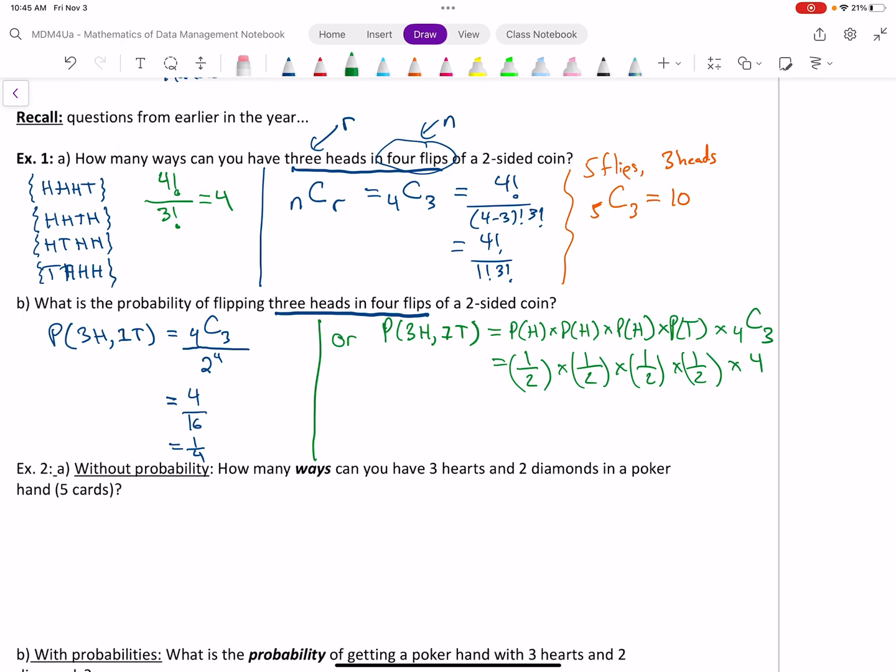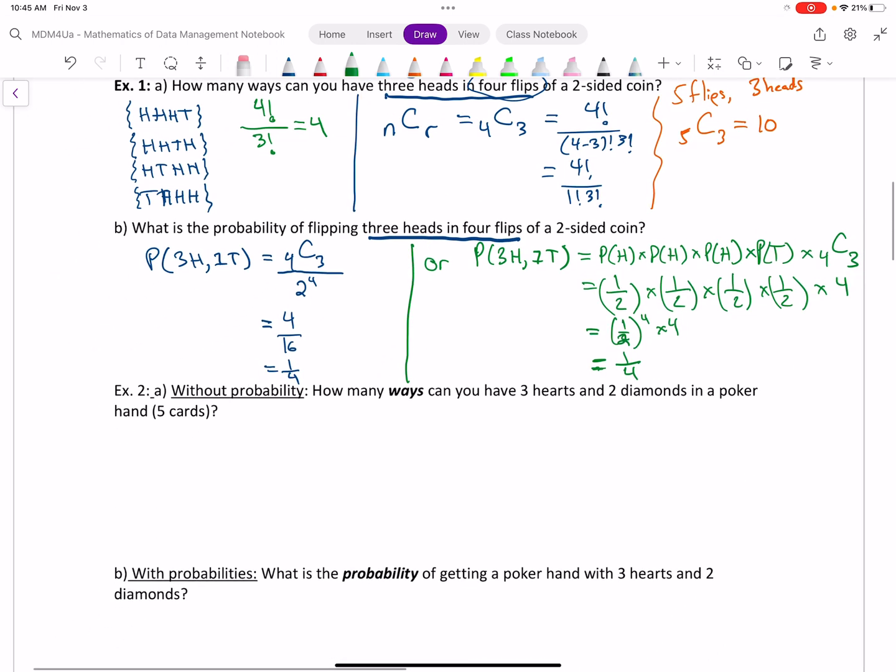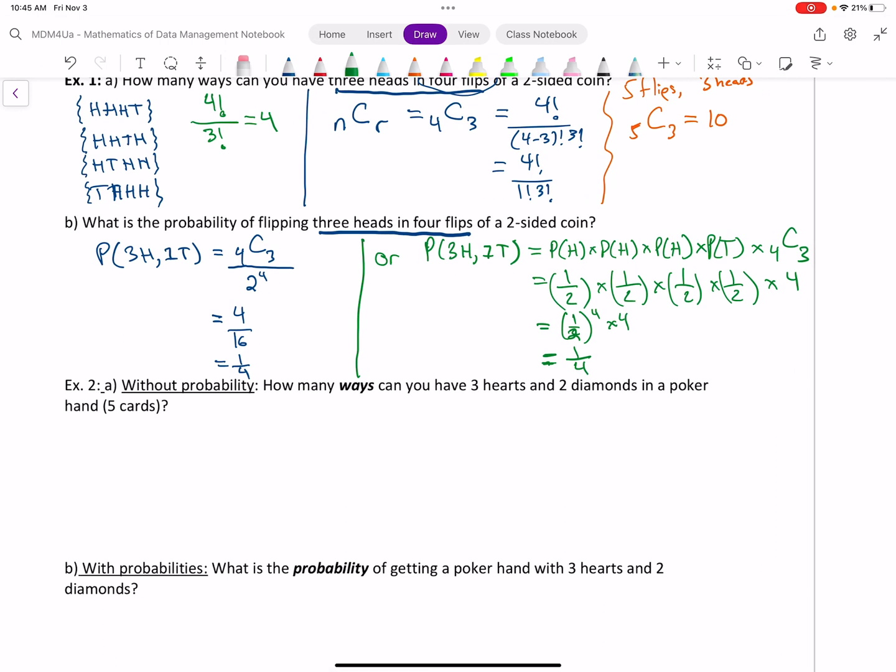And this becomes times 4. So you've got 1/2 to the exponent 4 times 4, which gets me the same answer. I'm just going to skip to the simplified version. That becomes 1/4. So same thing. There's another way to think of it. Both ways work, whatever works for you, but it's good to think of them in both ways.